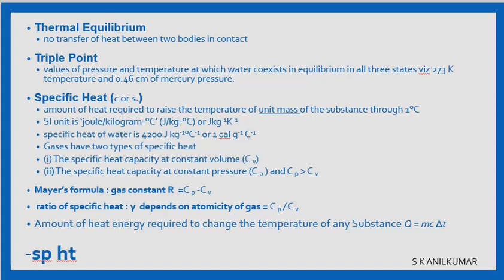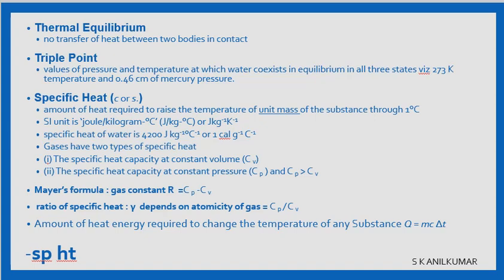Now gases have two types of specific heat. One is at constant volume and another is at constant pressure. We write them as Cv and Cp. Now how are they related? The specific heat at constant pressure is greater than the specific heat at constant volume. And Mayer's formula says gas constant R equals Cp minus Cv. It is always positive.